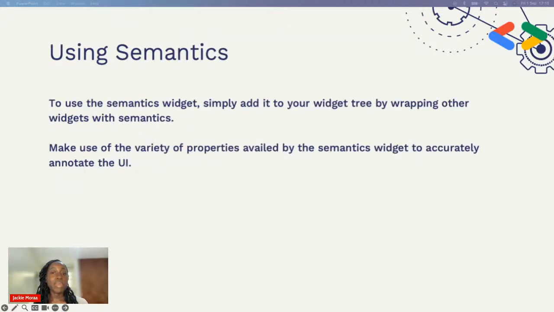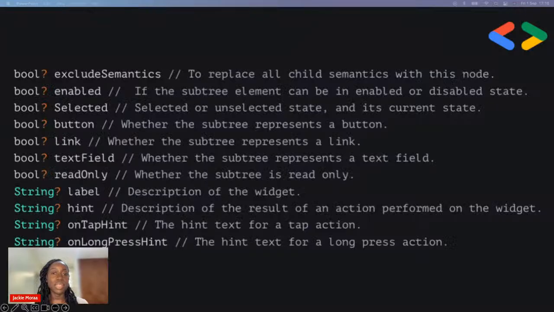To use the semantics widget, you simply wrap your widget tree by wrapping other widgets with the semantics constructor. You make use of the variety of properties availed by the semantics widget to accurately annotate the UI. The semantics constructor has a ton of properties for the metadata, or the meta information, of a widget. Let's look at some of them in the next slide.